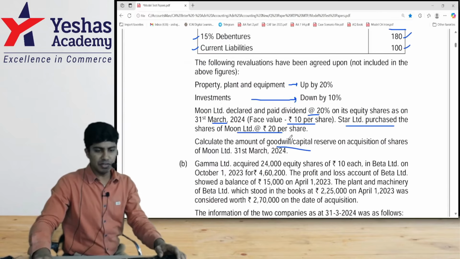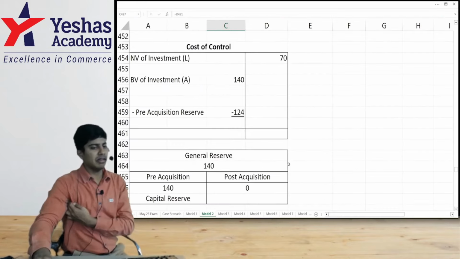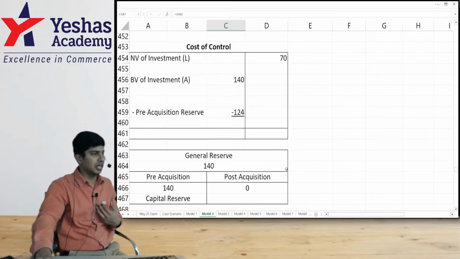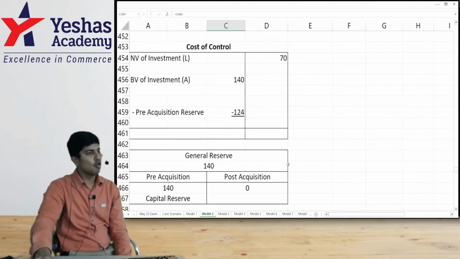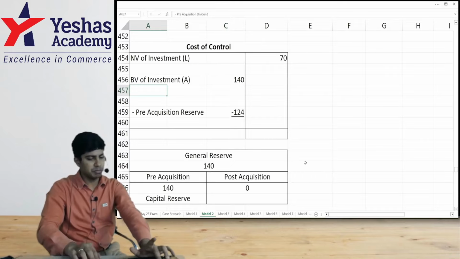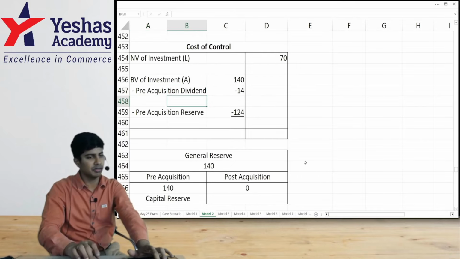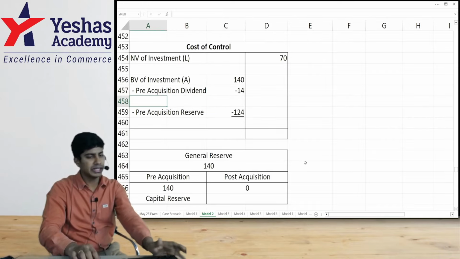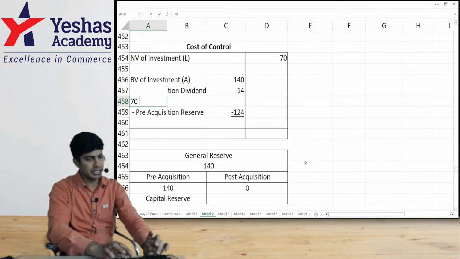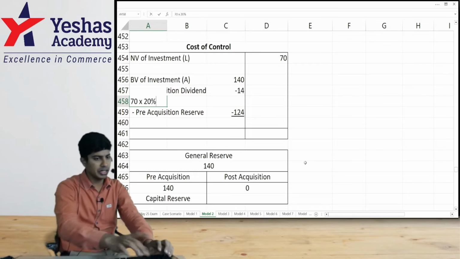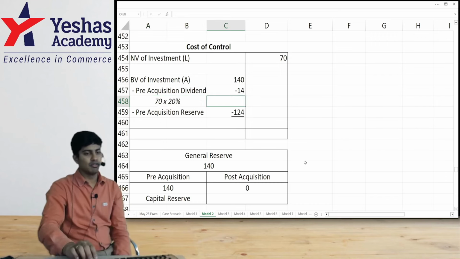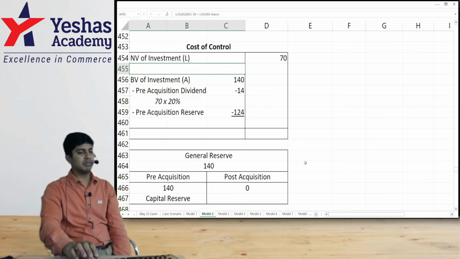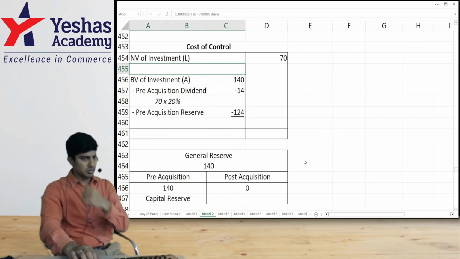Then what was the rate of dividend they gave you? 20%. 20% of capital. What is the nominal value of the capital that we hold in the subsidiary? 70. In 70, identify 20% of 70. 14. I will deduct 14 as pre-acquisition dividend from the cost of investment. Everyone understood 14? 70 into how much percentage? 20%. 14. Done. How much is this, 140 minus 14, 126?